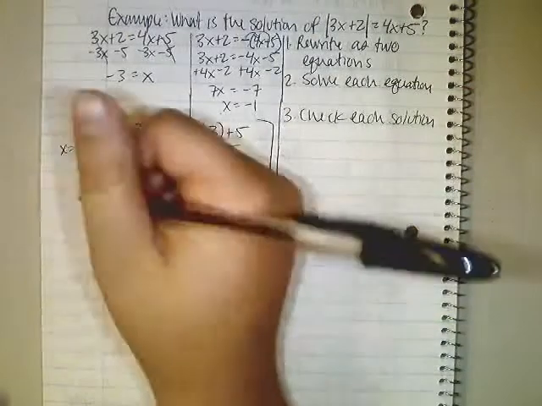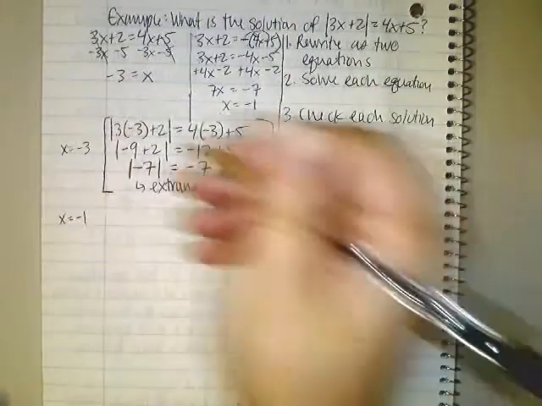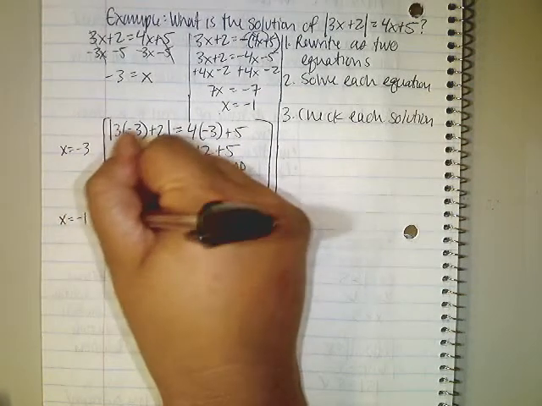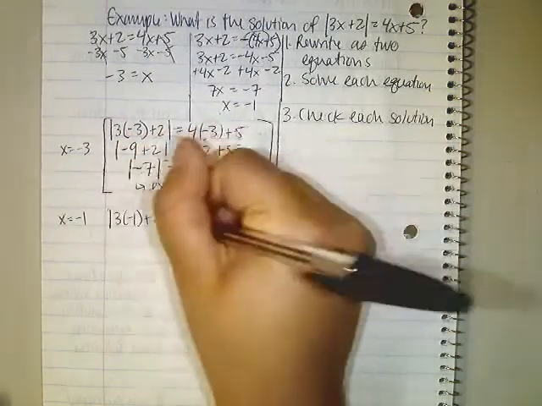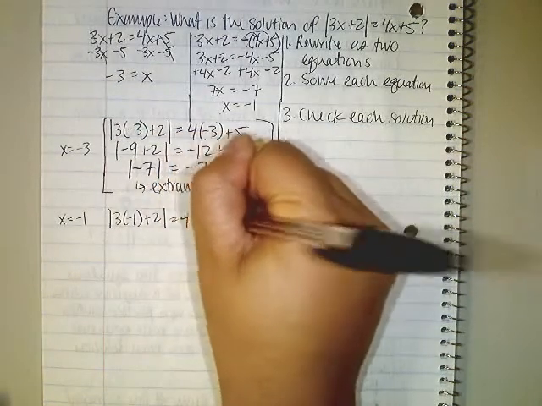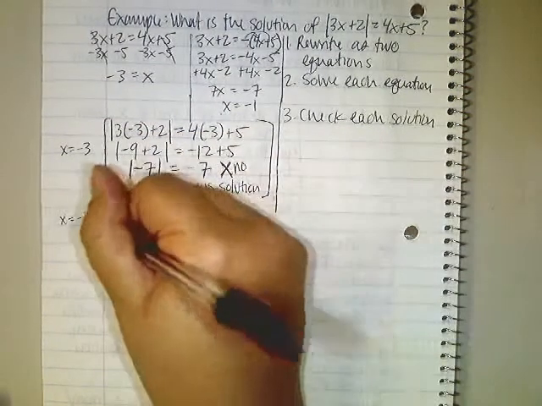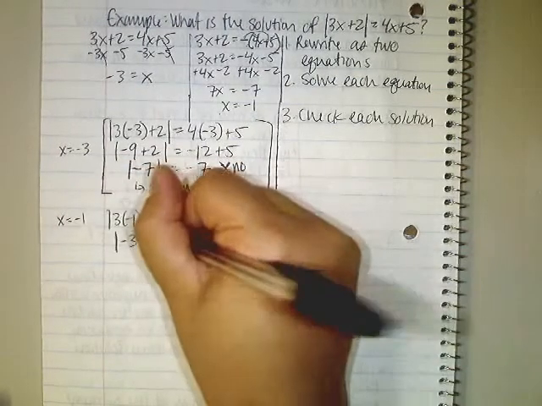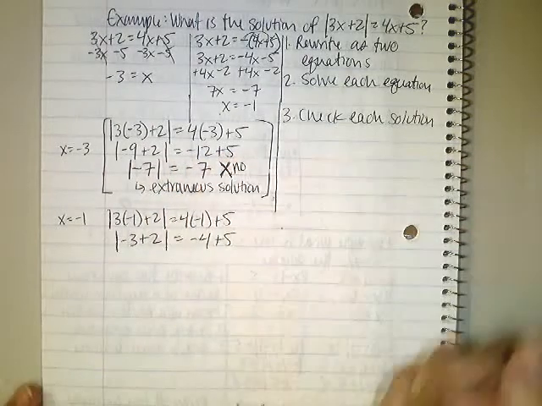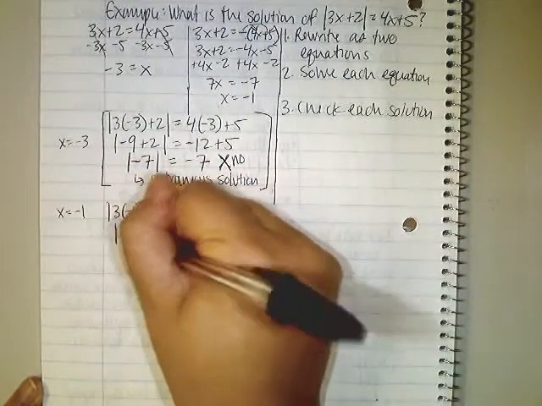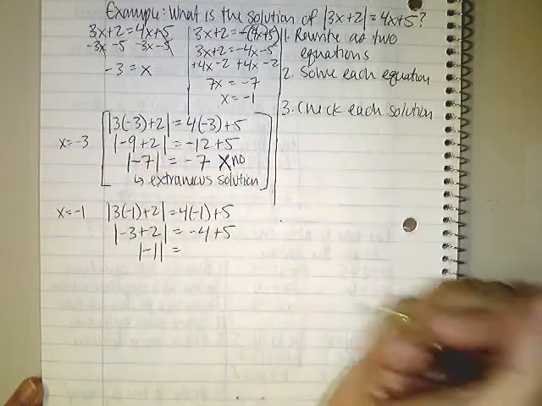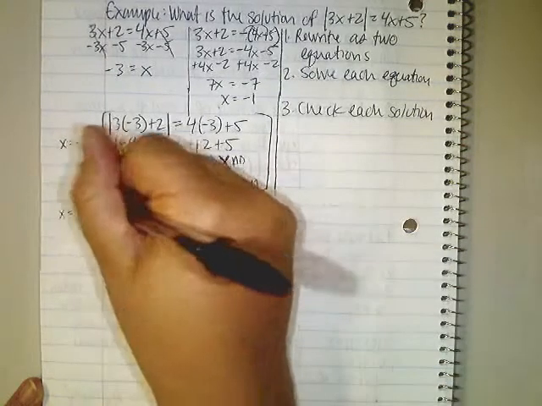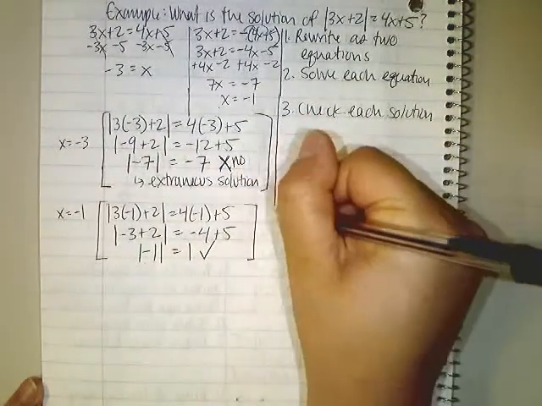Let's try our other solution. So I'll write this one, x equals -1. Let's try plugging that in. So I have the absolute value of 3 times -1 plus 2 equals 4 times -1 plus 5. And then I get the absolute value of -3 plus 2 equals -4 plus 5. I get the absolute value of -1 is equal to -4 plus 5, which is 1. The absolute value of -1 is indeed 1. That checks out. So that solution works.